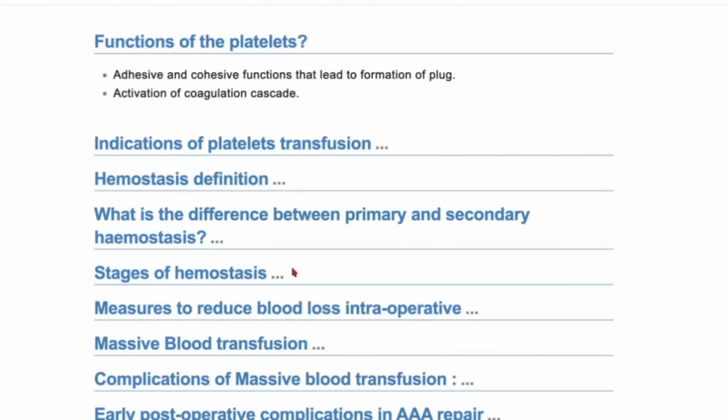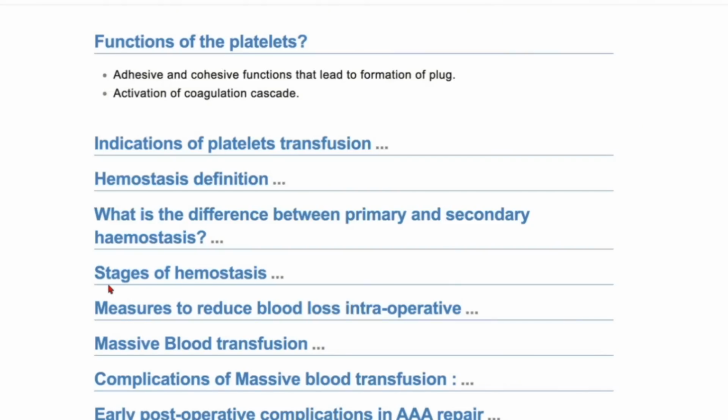What's the hemostasis definition? Hemostasis can be defined as the body's ability to auto-regulate in response to external stimuli. What's the difference between primary and secondary hemostasis? I'm not too sure. Can I move on to the next question, please?